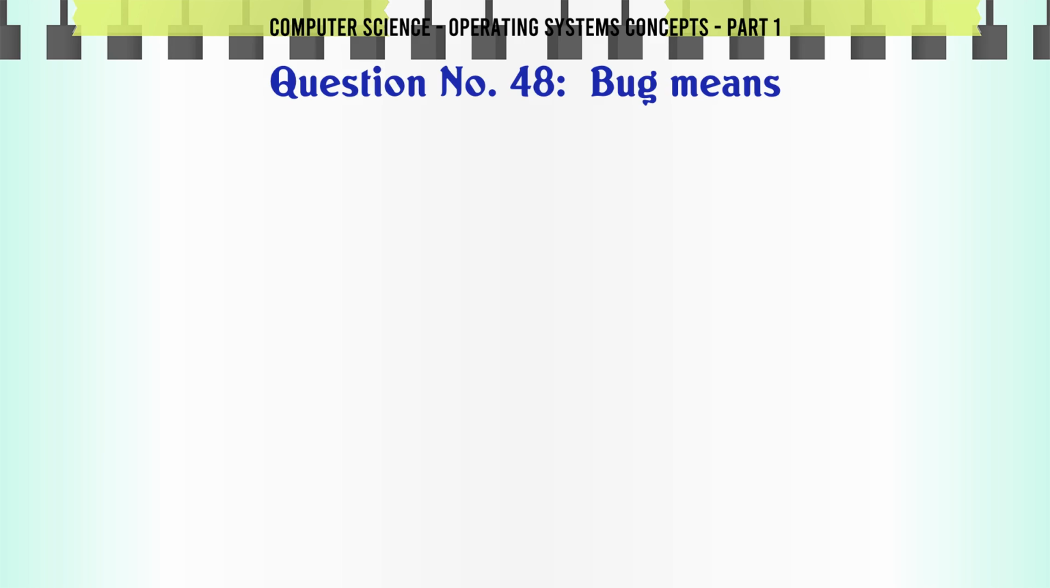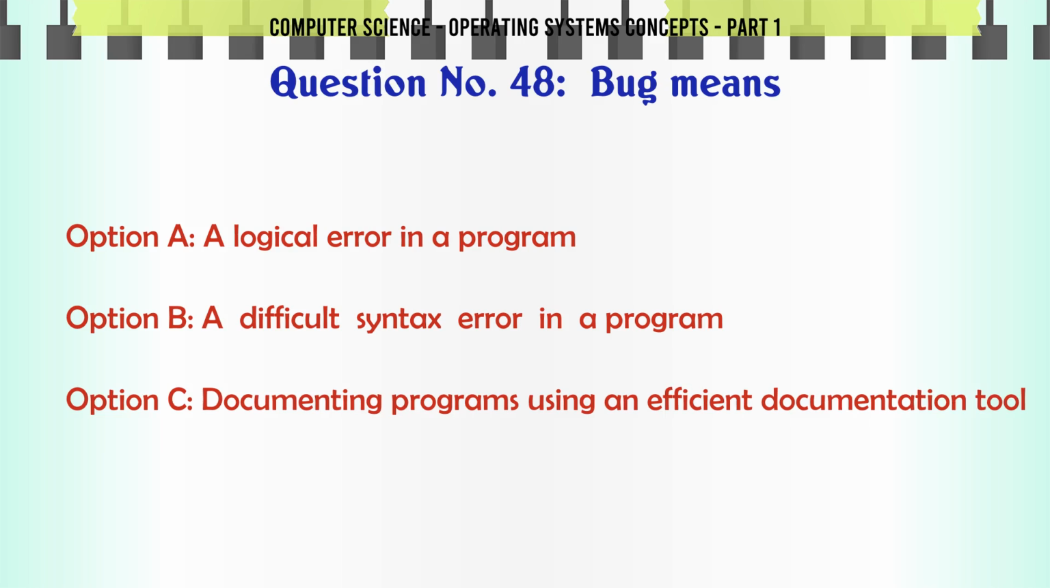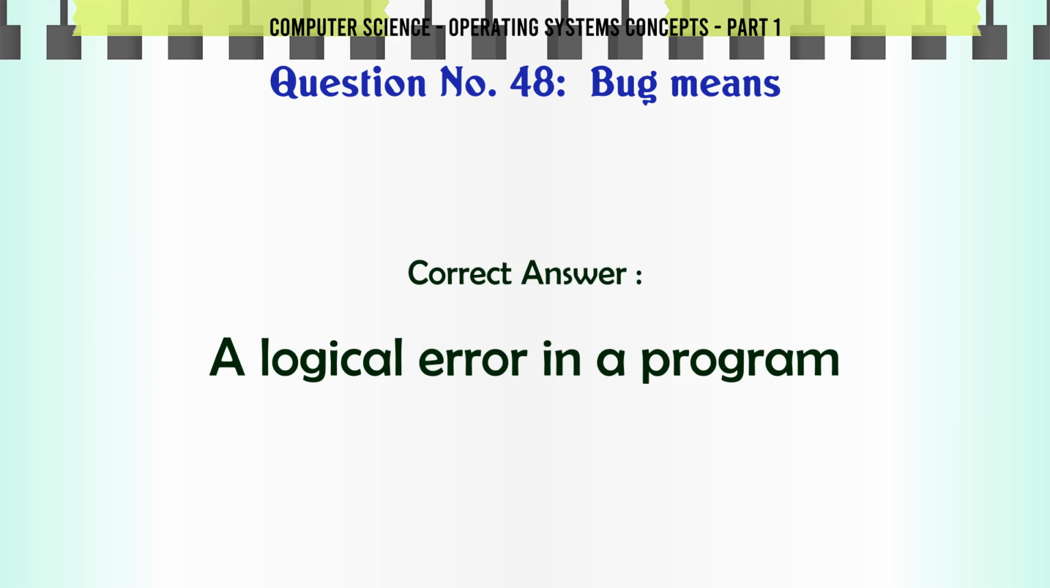Bug means A. Logical error in a program. B. A difficult syntax error in a program. C. Documenting programs using an efficient documentation tool. D. All of the above. The correct answer is a logical error in a program.